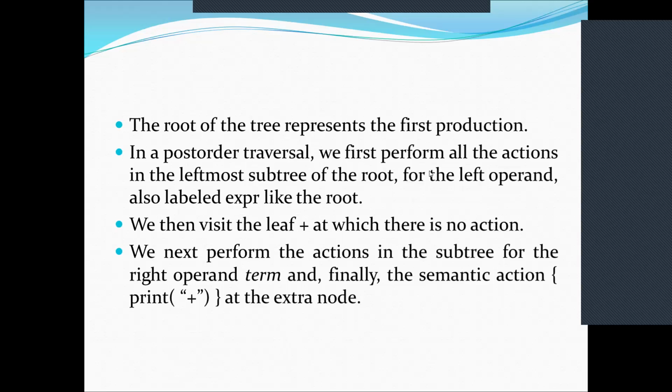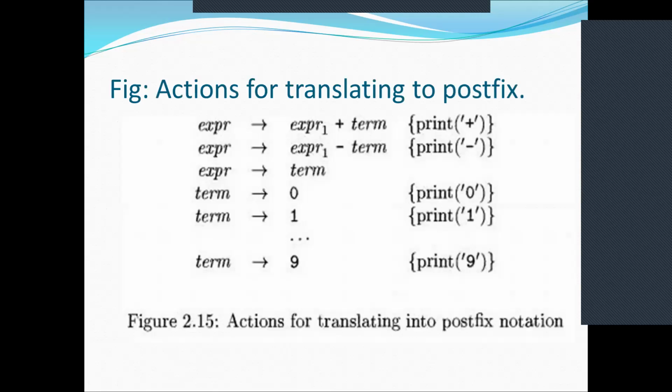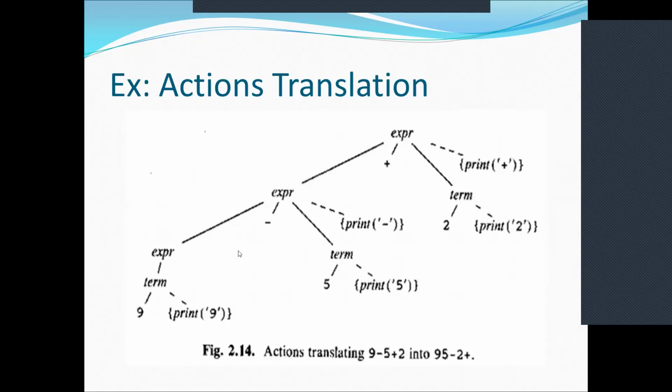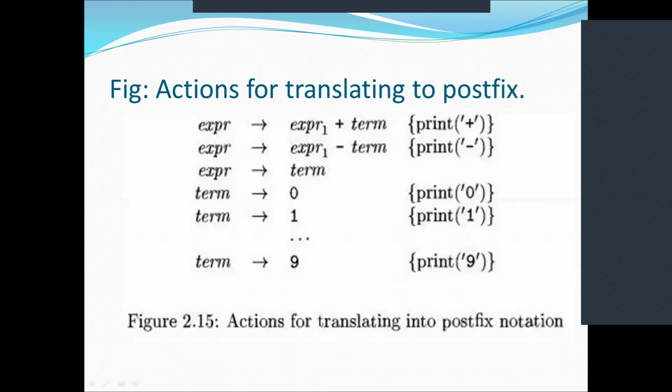In a post-order traversal, we first perform all the actions in the leftmost subtree of the root, then for the left operand, and also the labeled expression like the root. Then we visit the leaf plus, at which there is no action. You can see here. It goes there, and when there is no child or leaf node, then it has to revisit, it has to come back.